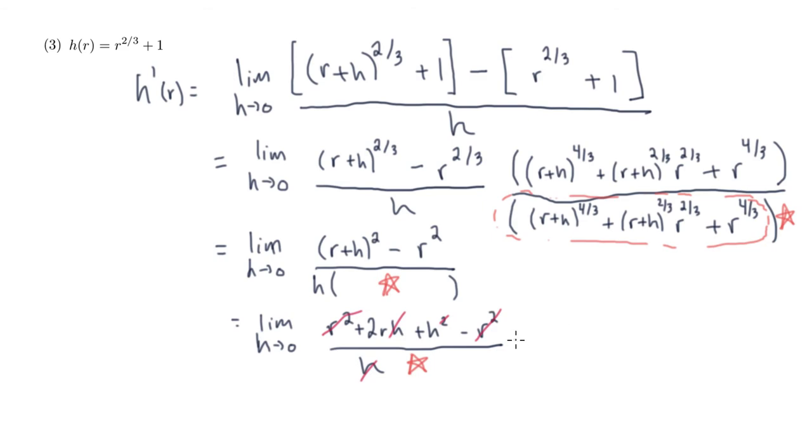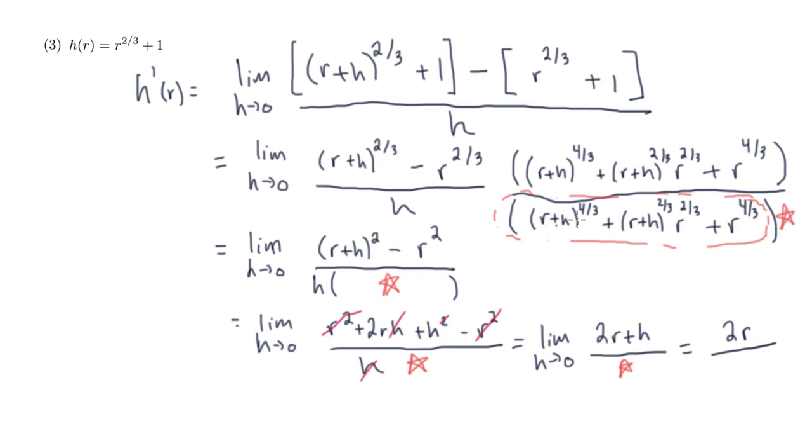I'm left with the limit as h goes to 0. All I have on top is 2r plus h over star. But the numerator, as h goes to 0, just goes to 2r. And then what about star? What happens to star as h goes to 0?